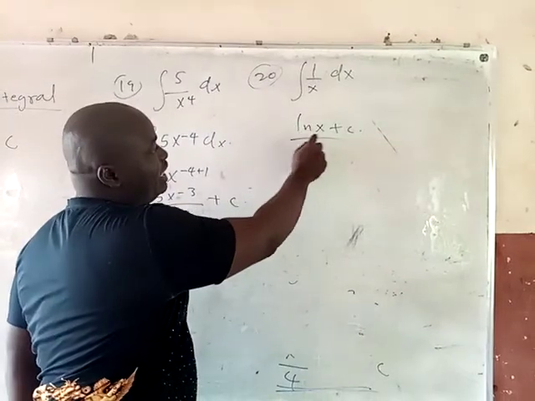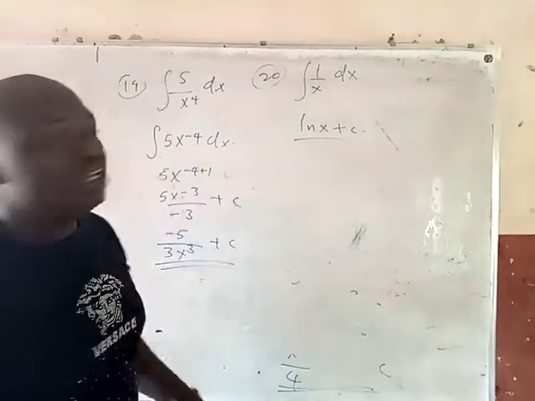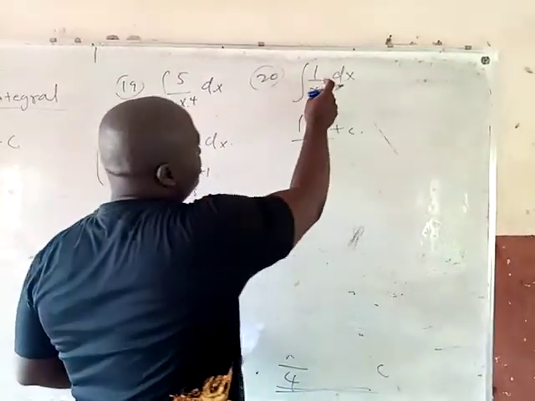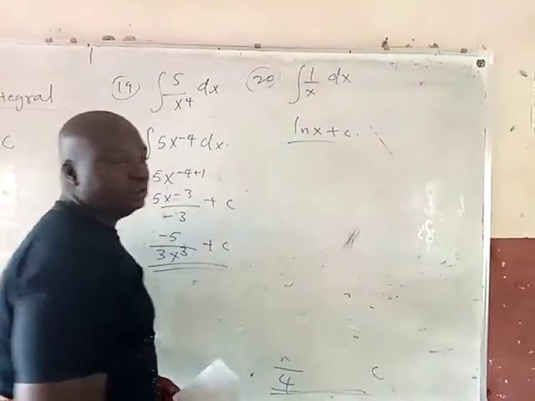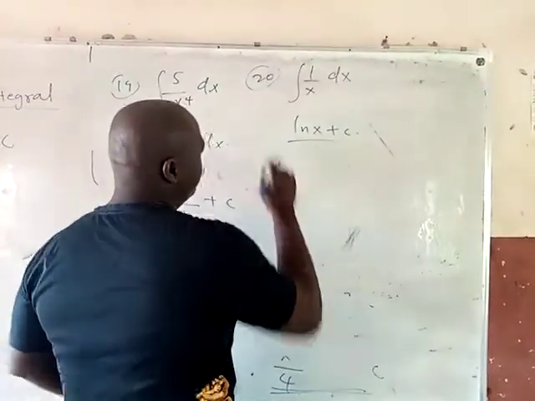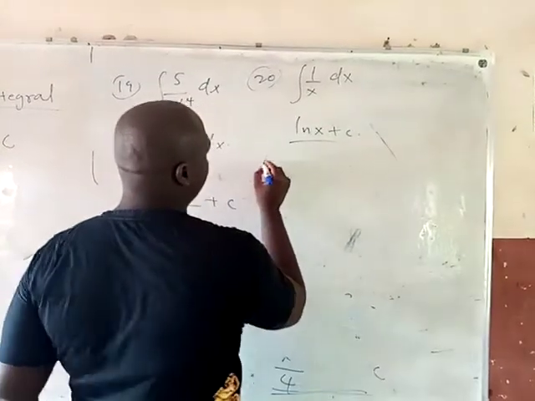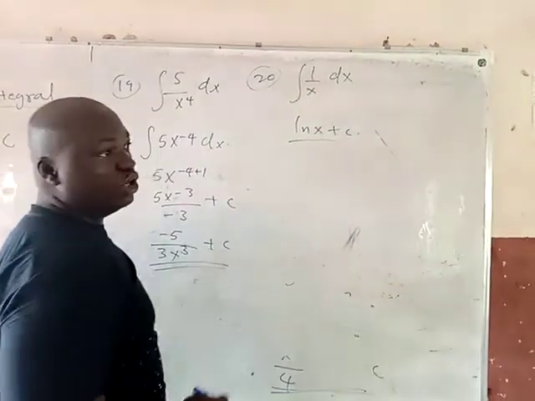I will just write ln of what? The denominator. If you differentiate x, what you are going to get is what? 1. We have already done differentiation. If you differentiate x, what you're going to get is what? 1.